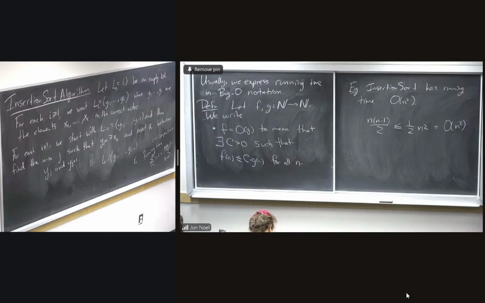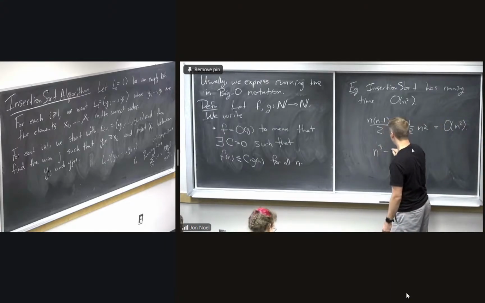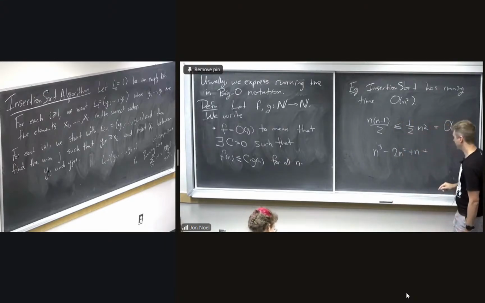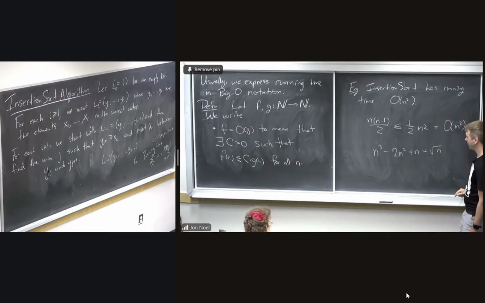Generally speaking, if you've got some kind of polynomial, if I've got n cubed minus 2n squared plus n plus square root n, really, if you think of how this scales as n grows, the dominant term is going to be the n squared, or sorry, the n cubed.